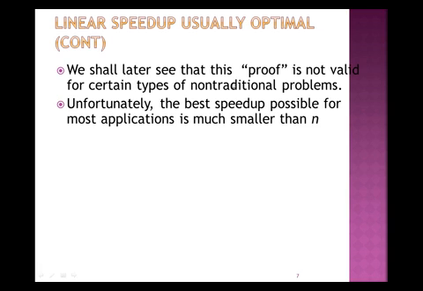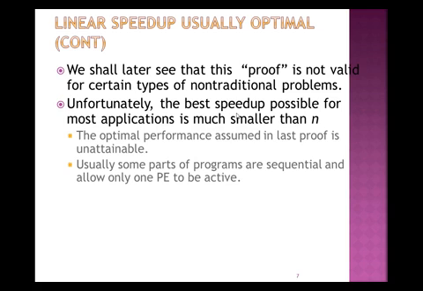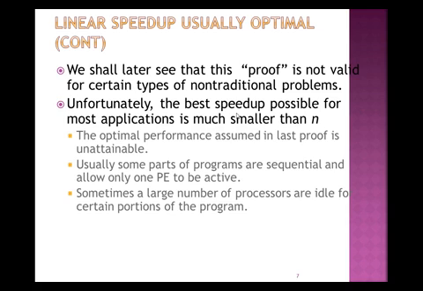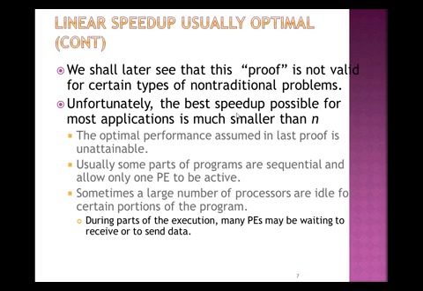We shall later see that this proof is not valid for certain types of non-conditional problems. Unfortunately, the best speedup possible for most applications is much smaller than n. That is, the optimal performance assumed in the last proof is unattainable. So these are the multiple linear speedup optimal spaces that are used for optimizing the performance, that is, used for increasing the speedup of the program.